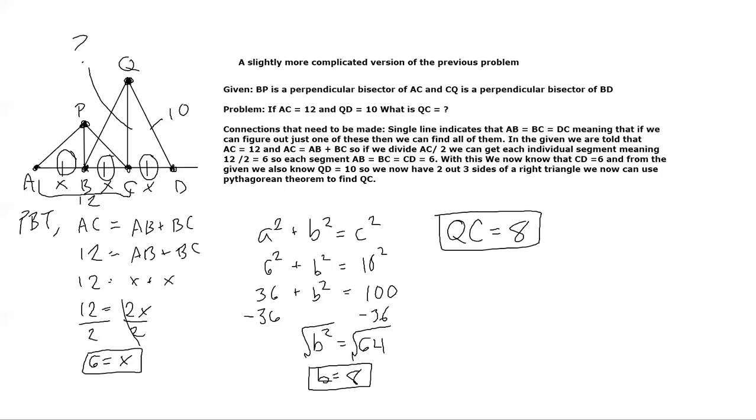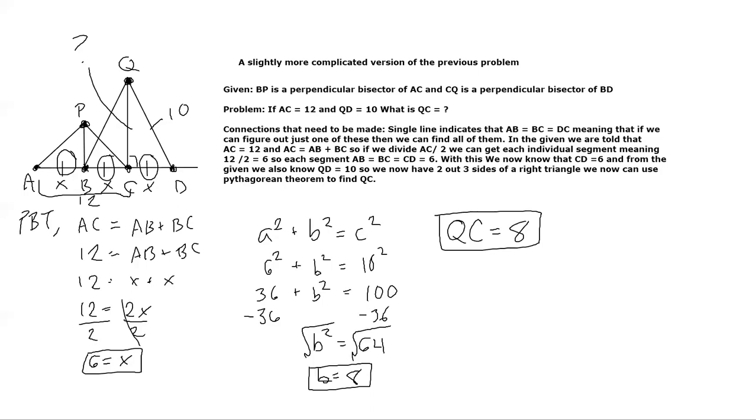So now that we know what each segment is, how does that help me? I'm trying to find out what QC is. Really, what I'm trying to do here is figure out what CD is, because if I can figure out what CD is, I know that I have a right triangle that I can use. QCD makes up a right triangle. How do I know there's a right triangle there if they didn't give me a little square? Well, remember, they said perpendicular bisector. That implies there's a 90-degree angle right there, even if they don't tell me it is.